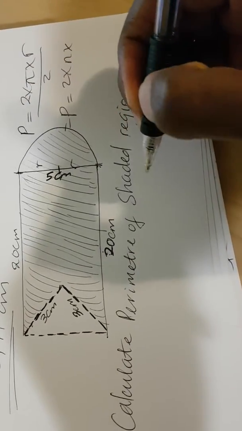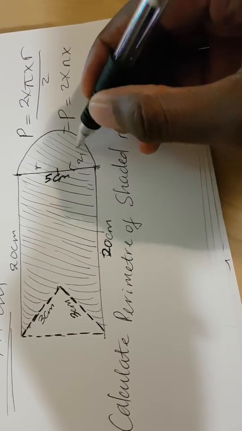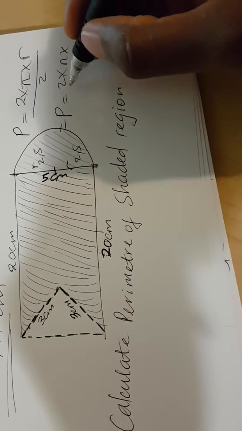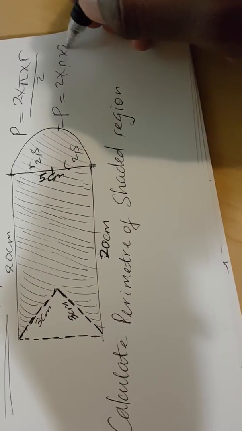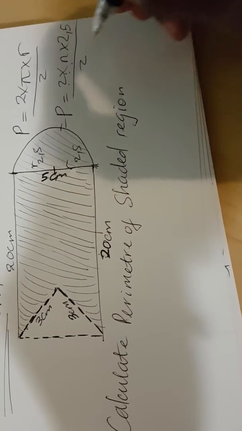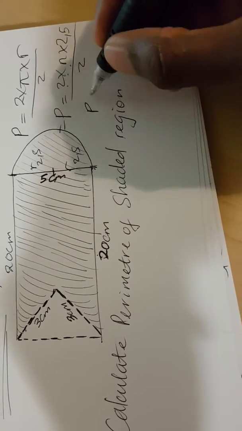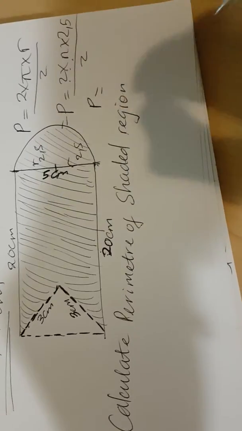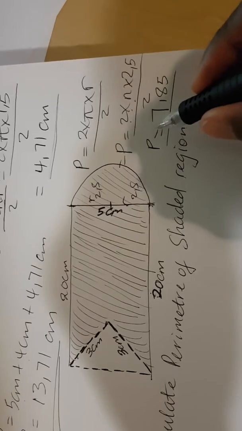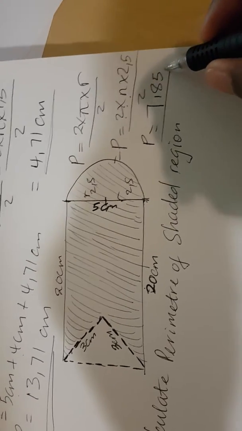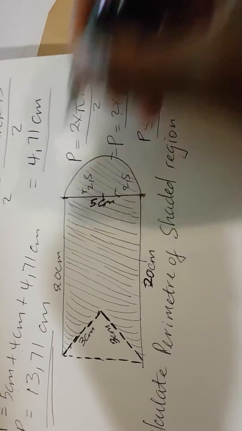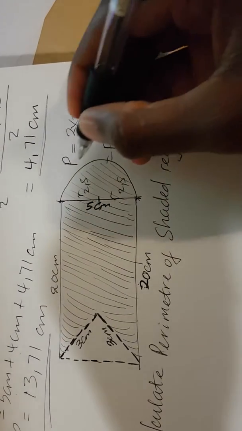So half of 5 centimeters is 2.5. So radius is going to be 2.5. So we're going to say it's 2 times pi times 2.5, all divided by 2. So the perimeter of this half circle will be how much? Let's see what we're going to get here. It seems our perimeter will be 7.85. So the distance from here right round to here is 7.85.